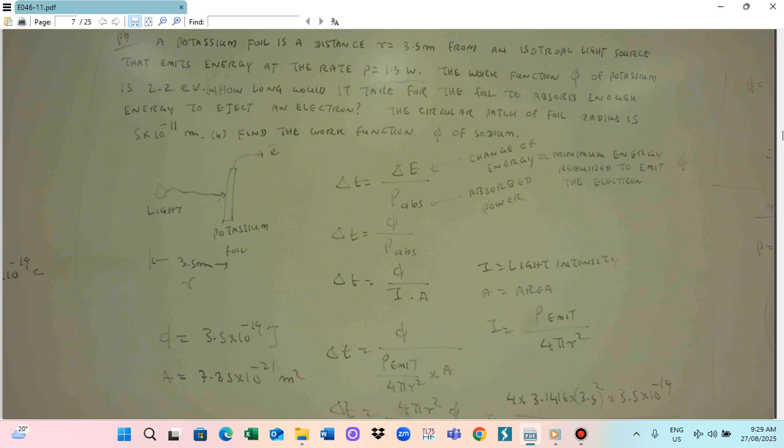Okay, so the time can be calculated. Delta T, the time, is equal to delta E, the change of energy, divided by the absorbed power. So this is P absorption. Delta T is the time, delta E is the change of energy, and P is the absorbed power.